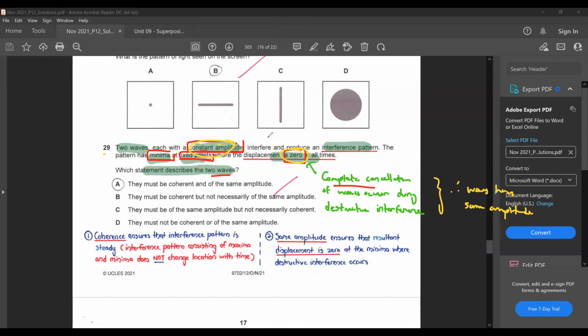Okay. All right. So here I actually mentioned this now. Same amplitude ensures that resultant displacement is zero at minima where destructive interference occurs. So the answer is A. They must be coherent and they must be of the same amplitude. Let me just try and relate this. The minima being a fixed point tells you coherence. If they tell you displacement is zero, it tells you same amplitude. So these two pieces of information tell you two different things. Okay, so 29 is okay.